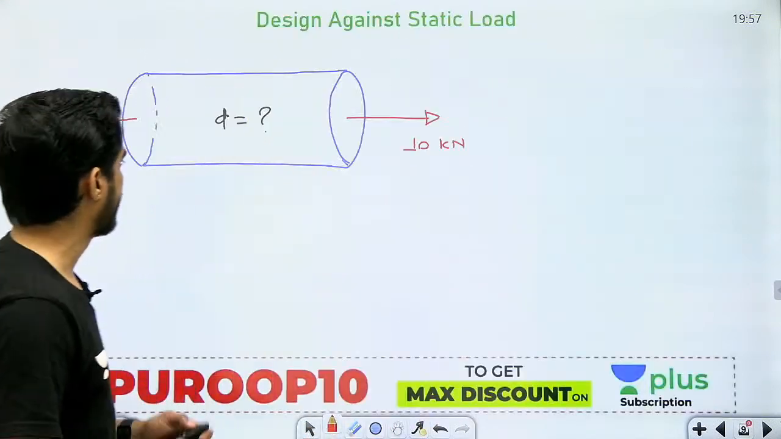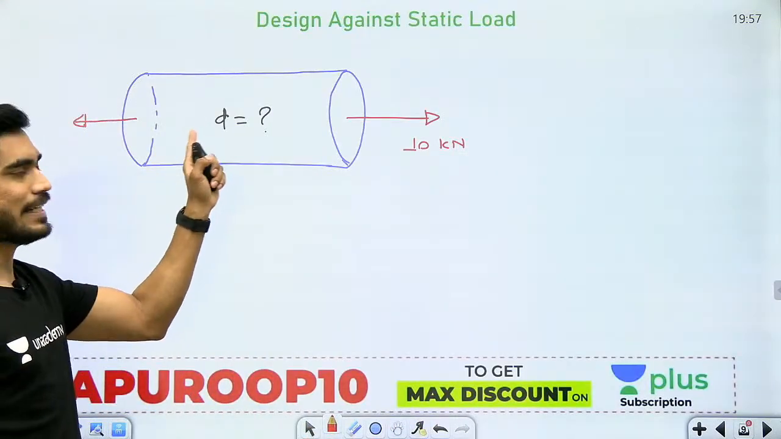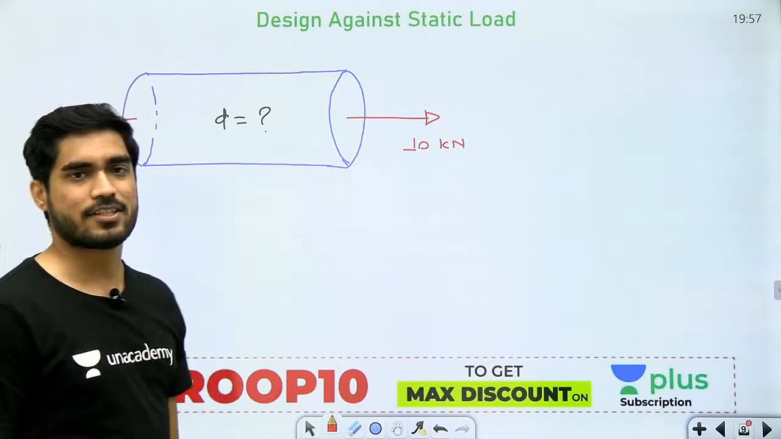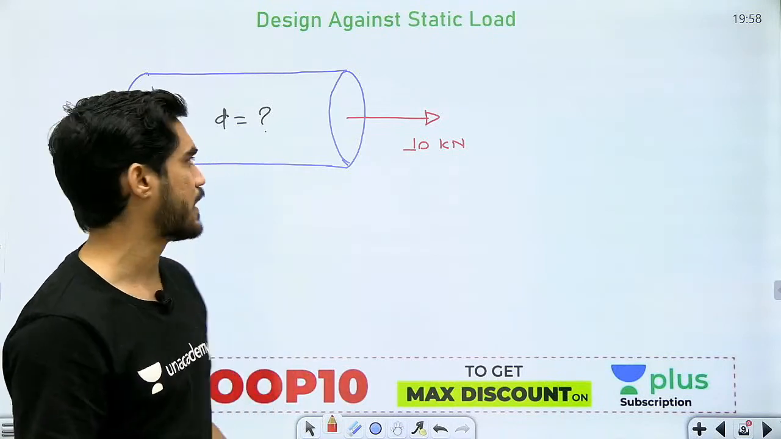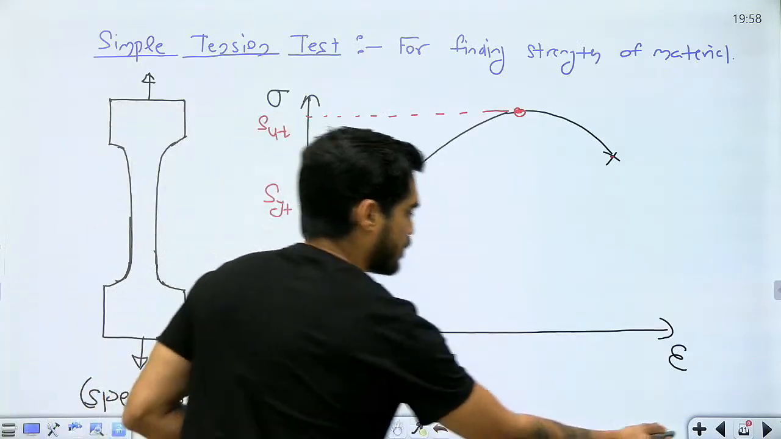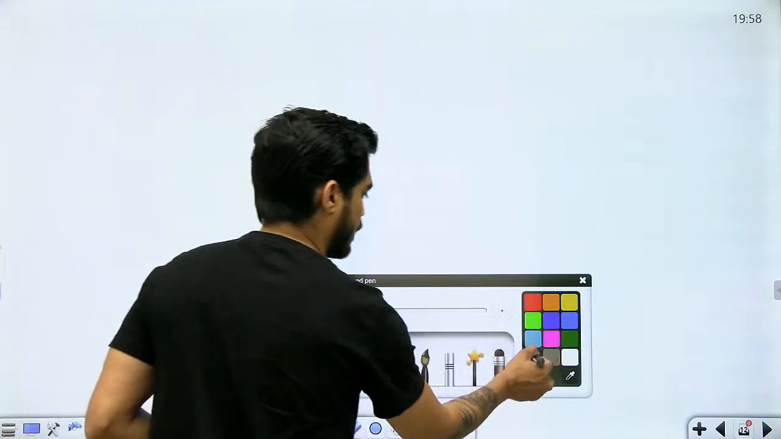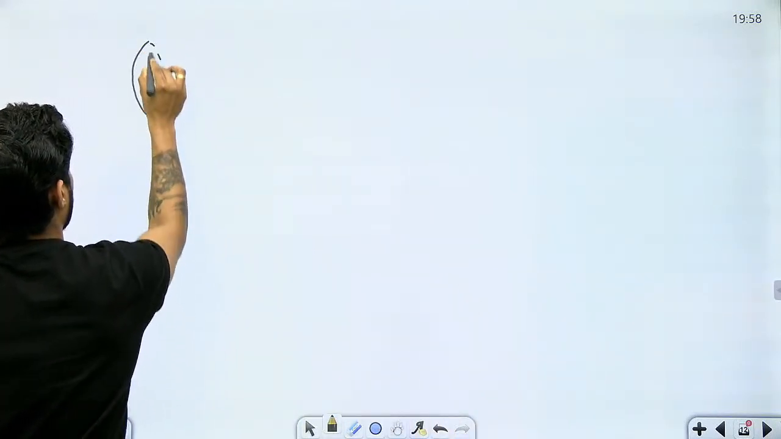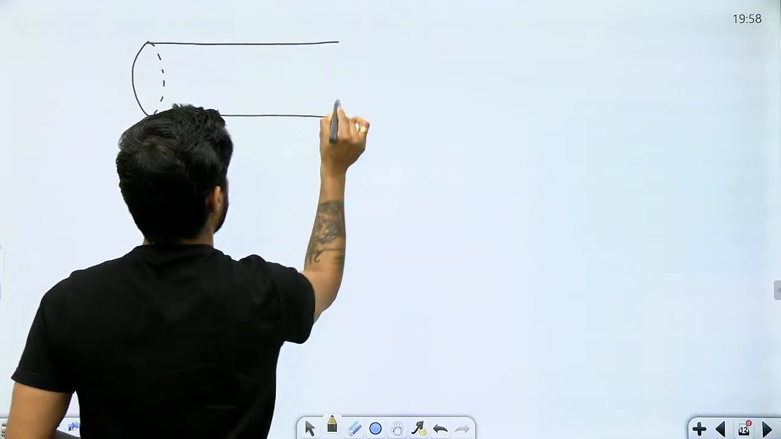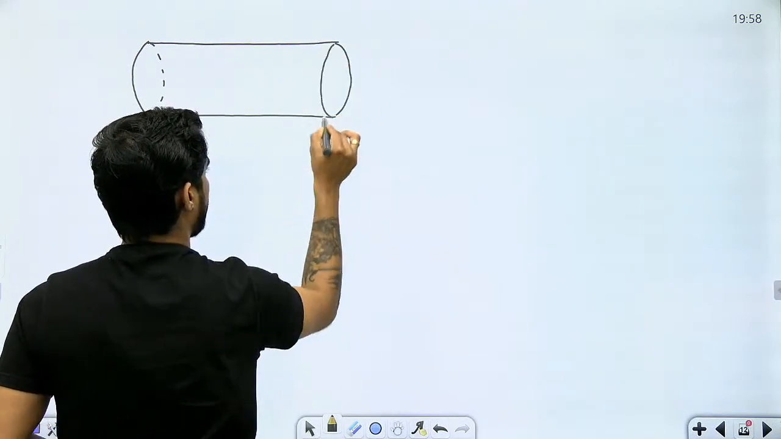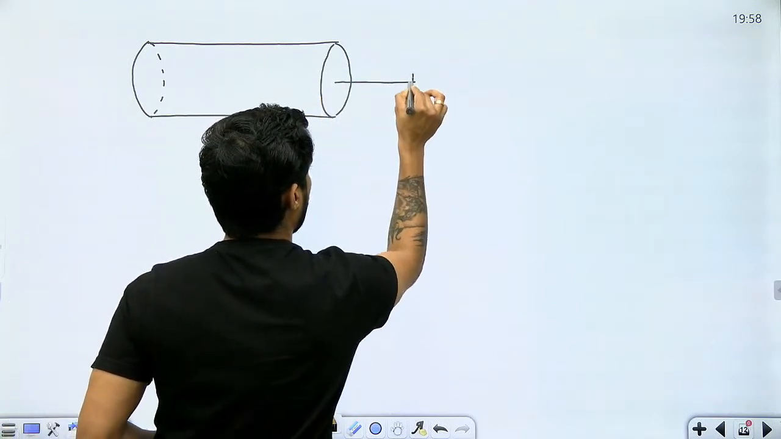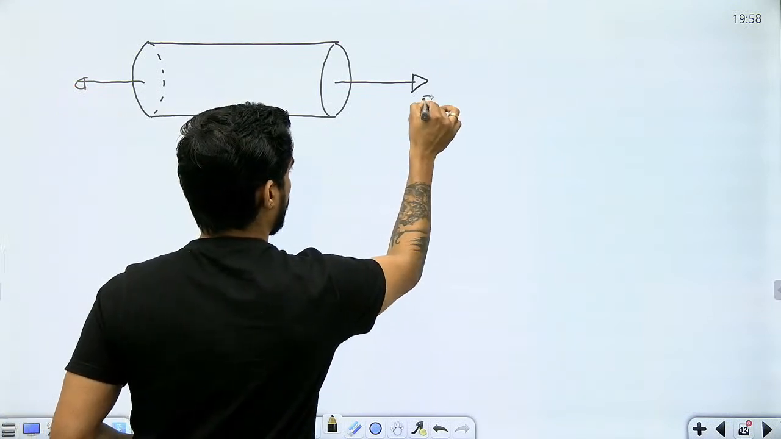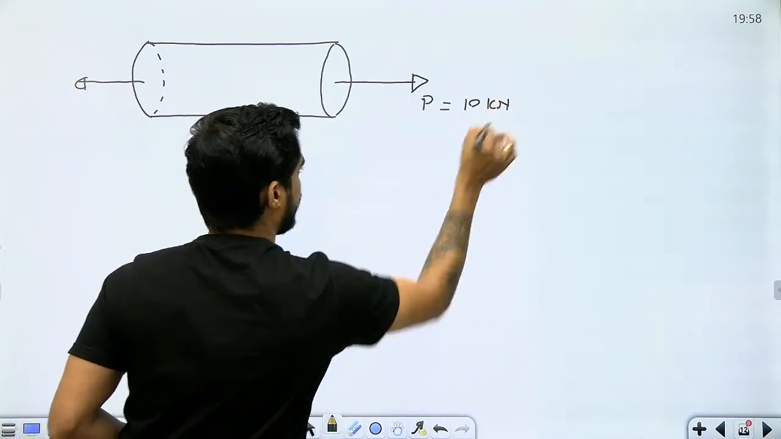So beta, now the objective is to find a suitable diameter. अपने को एक suitable diameter चाहिए. Okay, so how do we find this suitable diameter? Understand beta, again our objective is same. We need to find a suitable diameter for this body. This is our body. This is our bar, cylindrical bar, subjected to an axial load of 10 kilonewton. P equal to 10 kilonewton.